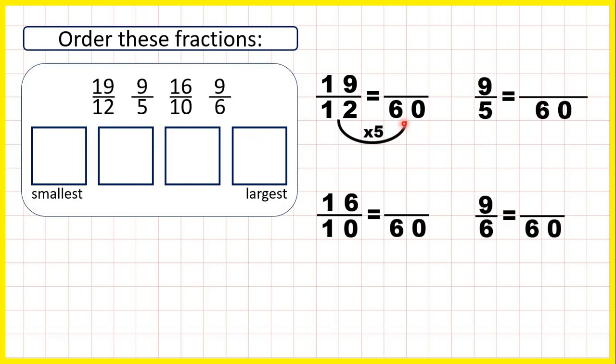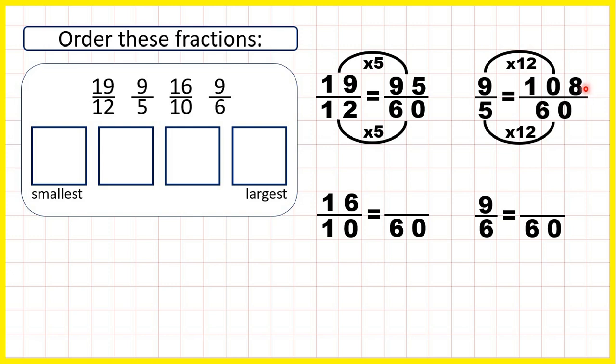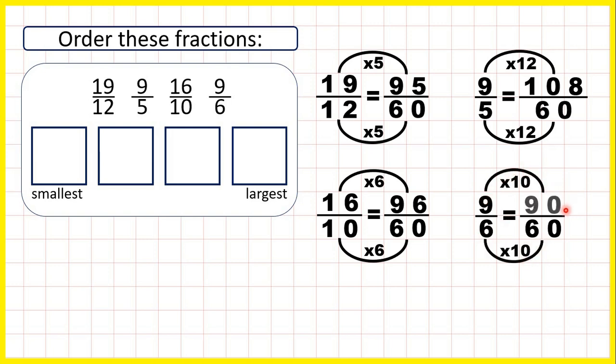12 times 5 is 60, and 19 times 5 is 95. You might need to use column method there to work that out. Now 5 times 12 is 60, and 9 times 12 is 108. 10 times 6 is 60, and 16 times 6 is 96. Again, you might need the column method. 6 times 10 is 60, and 9 times 10 is 90.